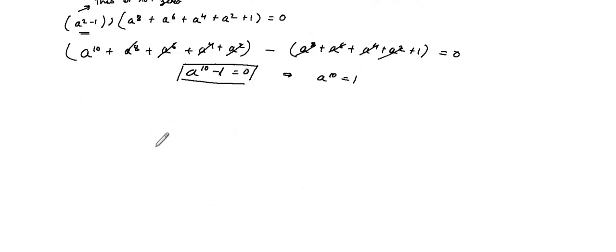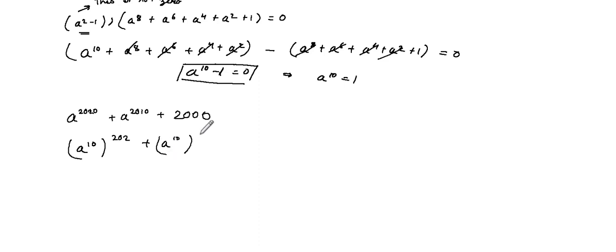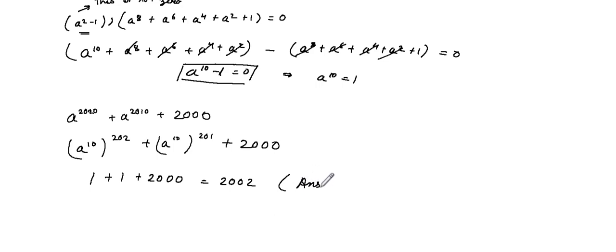Now we can substitute this a to the power 10 in our given question. Our question was to find the value of a to the power 2020 plus a to the power 2010 plus 2000. So we can use this value: a to the power 2020 is a to the power 10 raised to 202, and a to the power 2010 is a to the power 10 raised to 201. So it will turn out to be 1 plus 1 plus 2000, and hence it is 2002. So this is our answer.